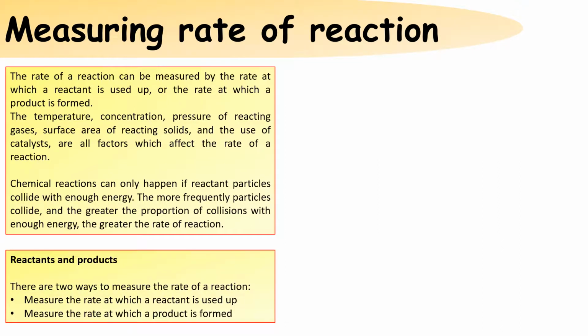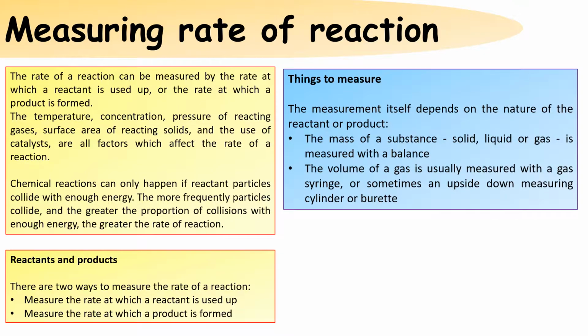There are two ways to measure rate of reaction as previously stated. We can measure the rate at which reactants are used up, or we can measure the rate at which products are formed. The measurement itself depends upon the nature of the product or reactant. The mass of a substance, solid, liquid or gas, is measured with a balance. The volume of a gas is usually measured with a gas syringe or sometimes an upside down measuring cylinder in water, or a burette can be used.